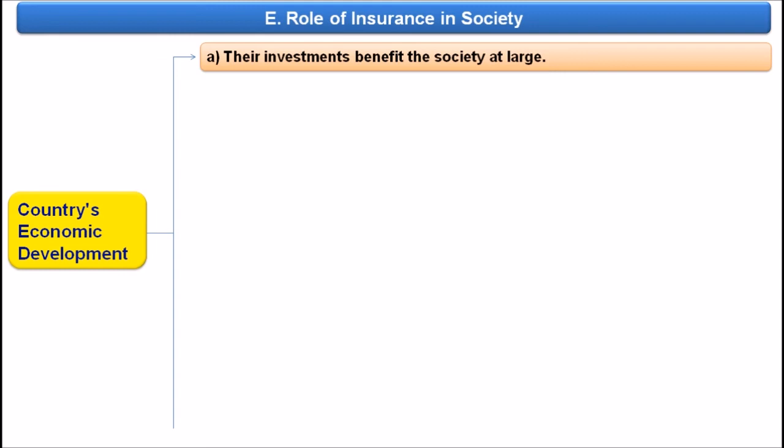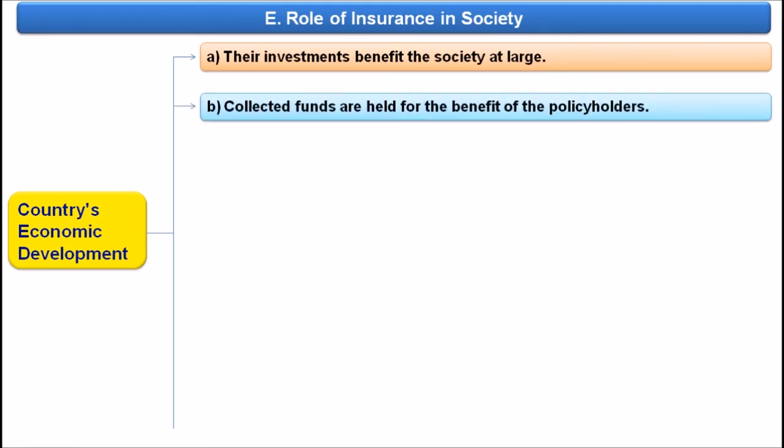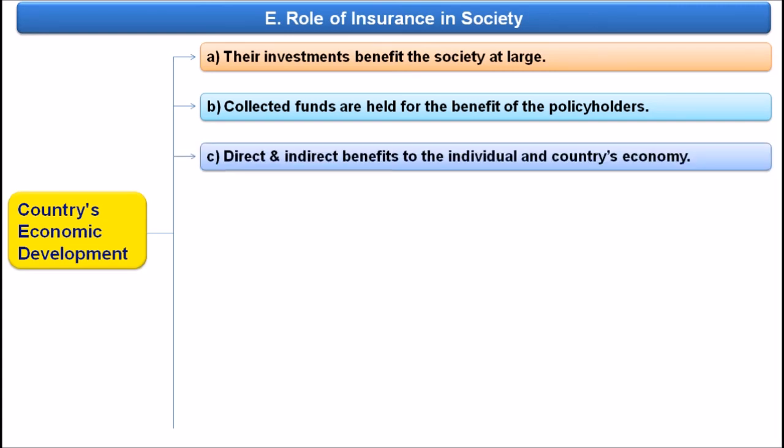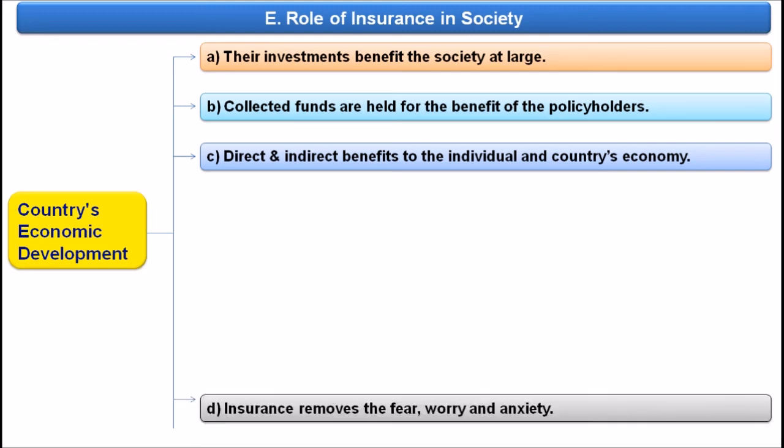What is the role of insurance in society? Dear friends, section E deals with the role of insurance in society. Their investments benefit the society at large. The collected funds are held for the benefit of the policyholders. The funds are used for the policyholders' benefit, and give direct and indirect benefits to the individual and the country's economy.